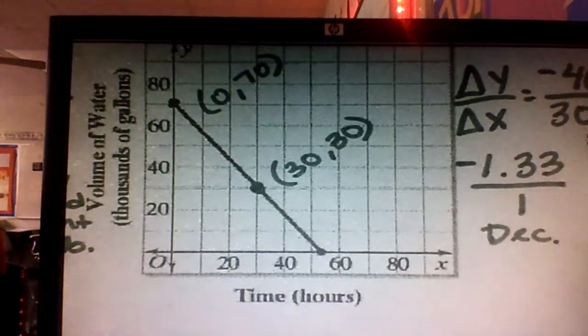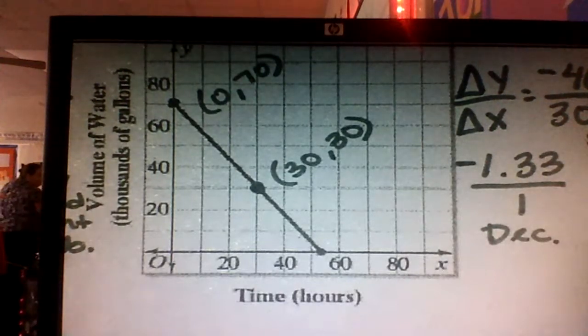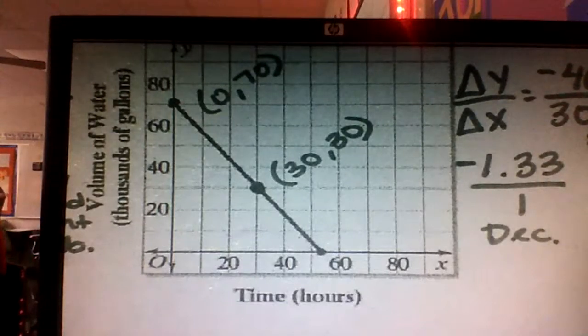So this means for every hour, I heard somebody say it, the volume is decreasing by 1.33 thousand gallons. So, am I letting water out or am I putting water in? It's letting out. Okay, my water's letting out. For every hour, the volume of water is decreasing by 1.33 thousand gallons.